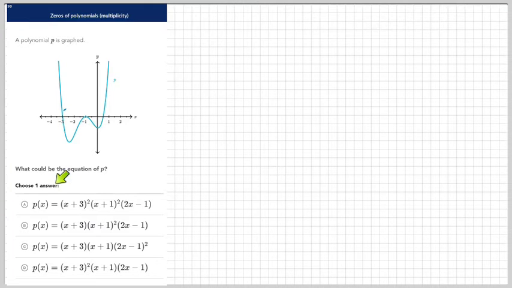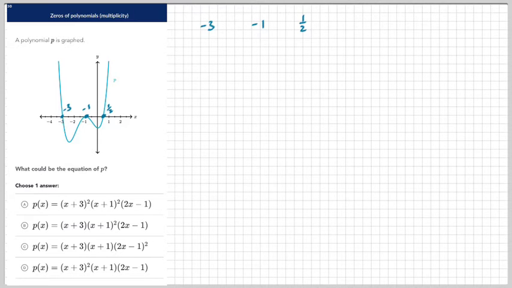All right, so now we're going to do the same thing. Okay, we have our function p, and we need to write a list of factors that can multiply out to be this line right here. So the first thing we're going to do is identify all the x-intercepts. We have -3, -1, and +1/2.